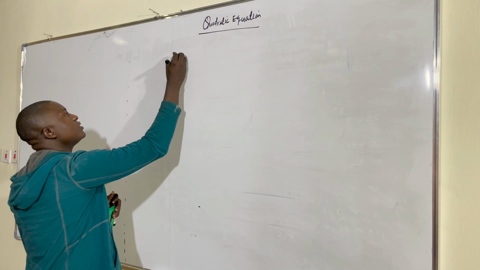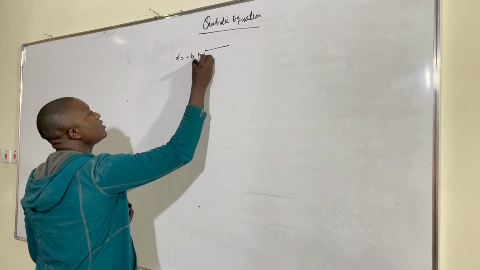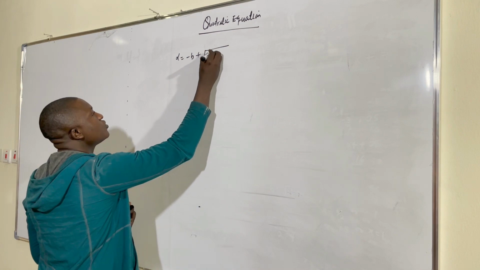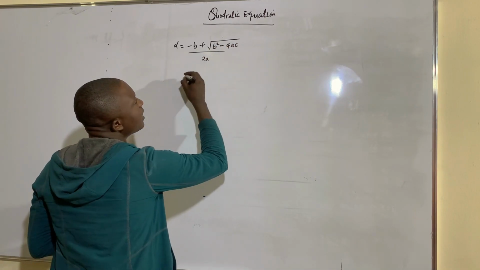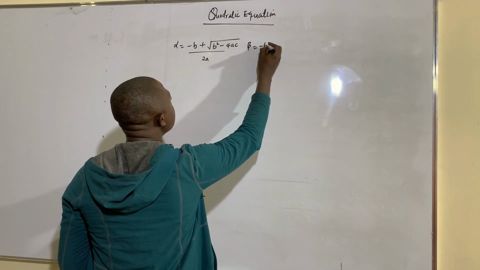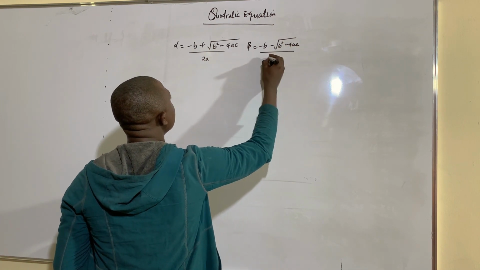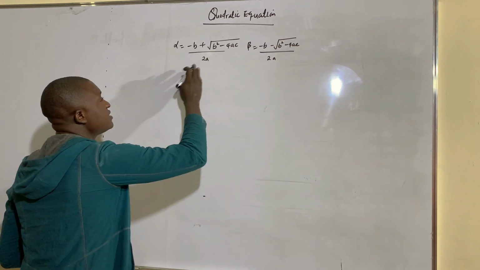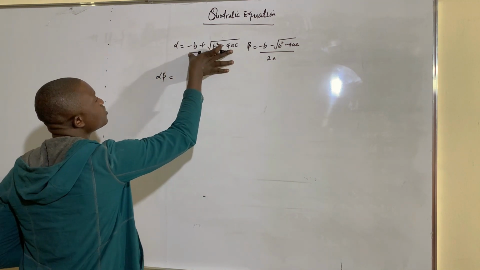Let's put it here. So I let my alpha be (-b + √(b² - 4ac)) / 2a, and I let my beta be (-b - √(b² - 4ac)) / 2a. Now let's multiply them to find the product alpha beta. So the first one multiplied by the second one.